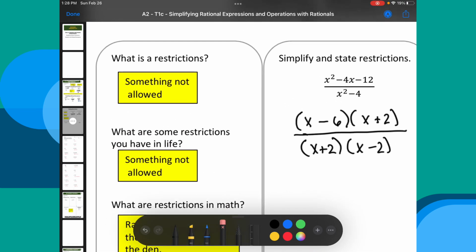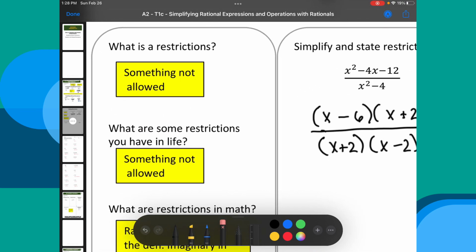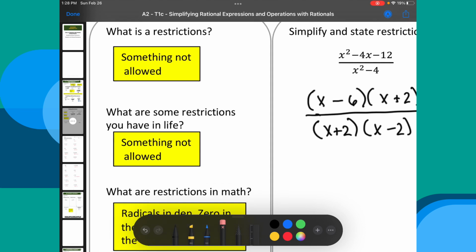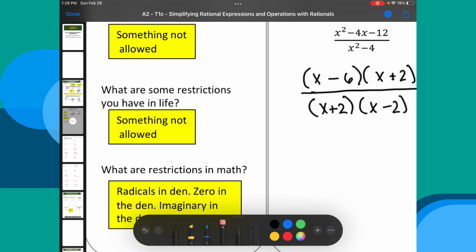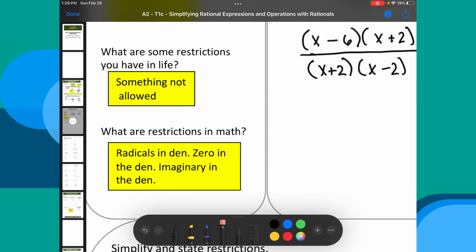So with fractions, we do have to state our restrictions. Restrictions are something that are just not allowed. And we have a lot of restrictions just in life. Like you can't drive a car until you're 16. You're not allowed to get your real estate license until you're 18. All sorts of restrictions. Not allowed to go in that building because you don't have access, whatever. In math, we have a lot of restrictions, especially when it comes to fractions. And a big one is that we are not allowed to have zeros in our denominator. We're also not allowed to have radicals in our denominator or imaginary numbers in our denominator. And this lesson is going to focus on those zeros in the denominator.